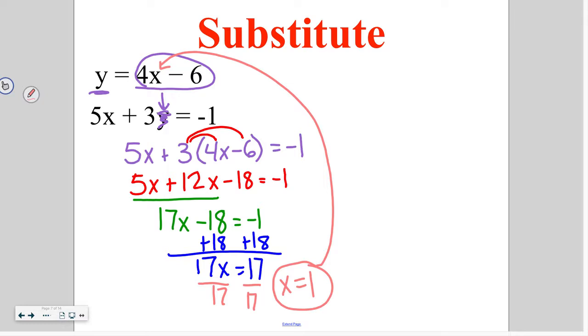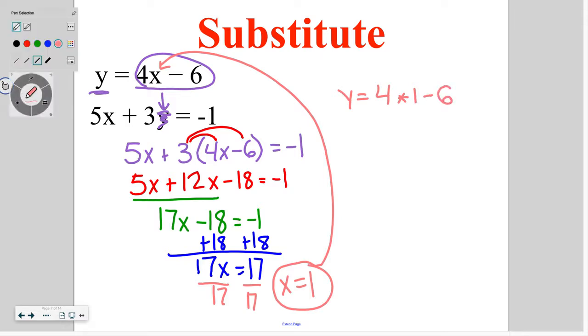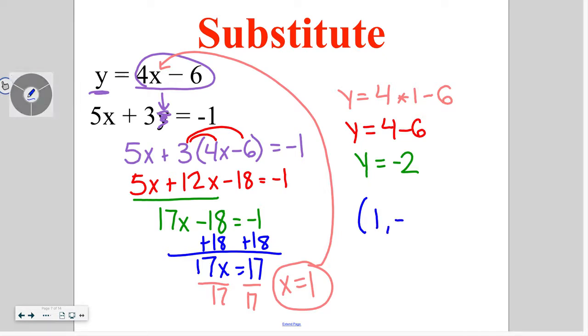plugging it back in. So we're going to say now that y is equal to 4 times 1 minus 6, because now we know the value of x. So we've got y is equal to 4 minus 6, giving us an answer of y is equal to negative 2. And taking that final step to write our answer out as an ordered pair, I've got (1, -2).